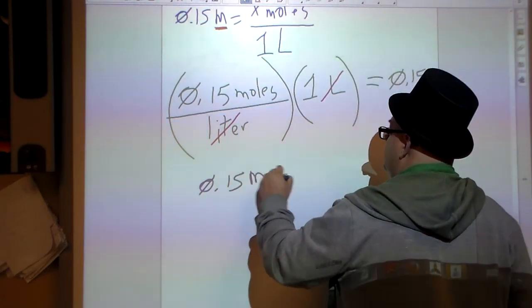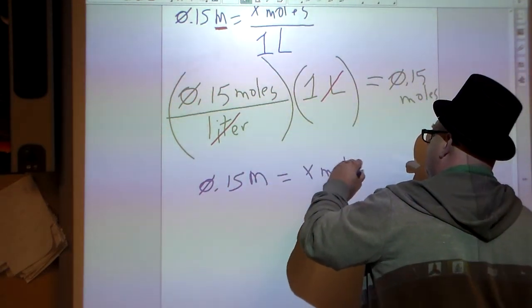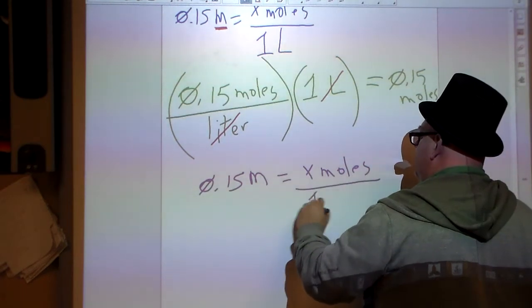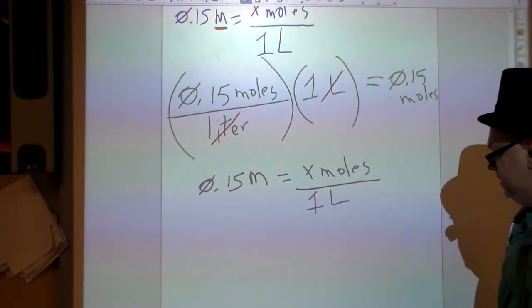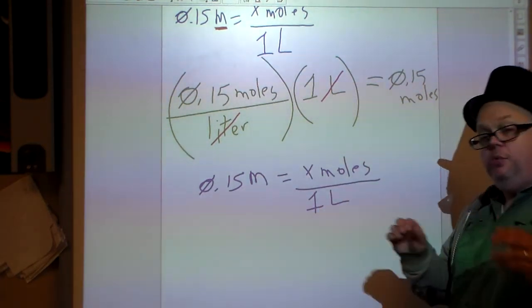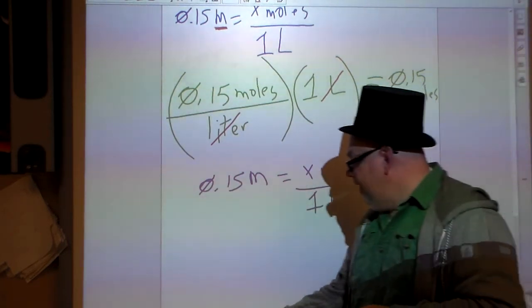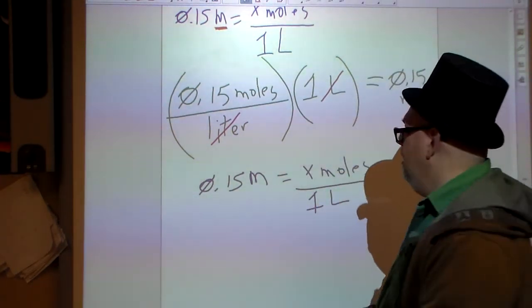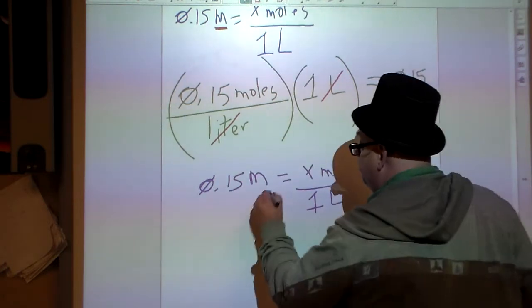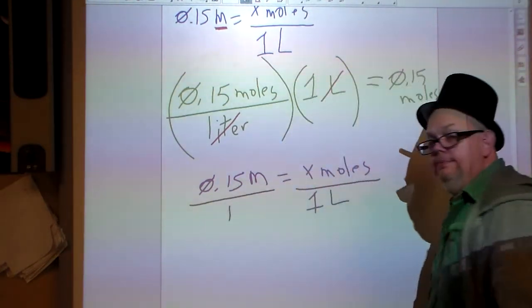0.15 molar is equal to X moles over 1 liter. That's what they gave us. There's another way to do this, and that is you can use proportion. In math, you can get away with putting this over 1.